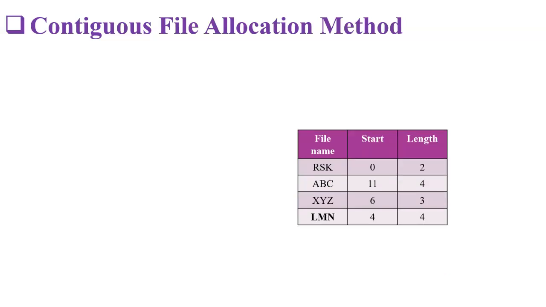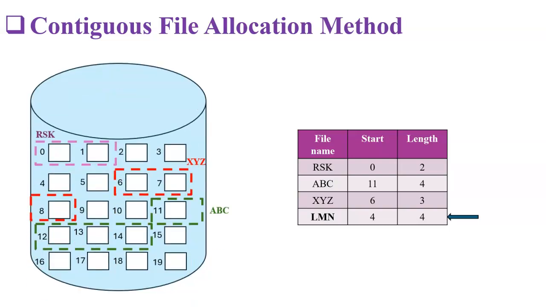However, I want you to understand one more scenario wherein there is a file, Element, which starts at 4 and its length is 4. If we check here, block 4 is empty, it is not occupied by any other file. That means Element can occupy block number 4, and we need to check the adjacent 4 blocks: 4, 5, 6 and 7. Here 4 and 5 are free. However, 6 and 7 are occupied by some other file. So this cannot be done. Element cannot occupy space in the disk. This is the major drawback of contiguous file allocation methods.